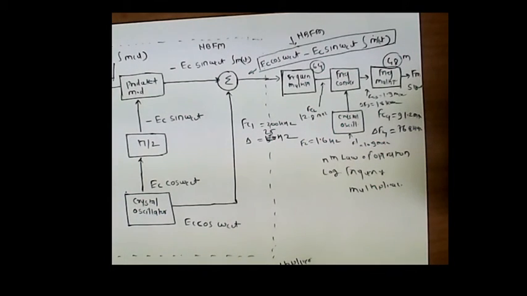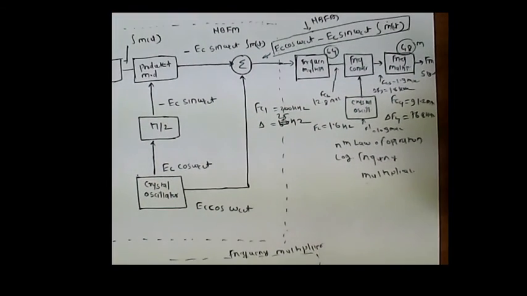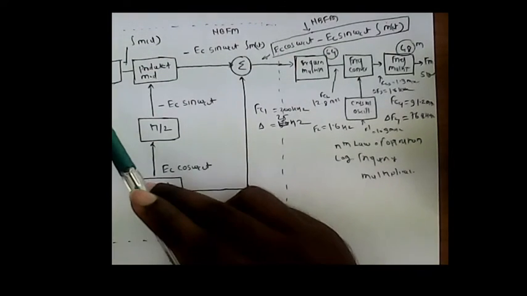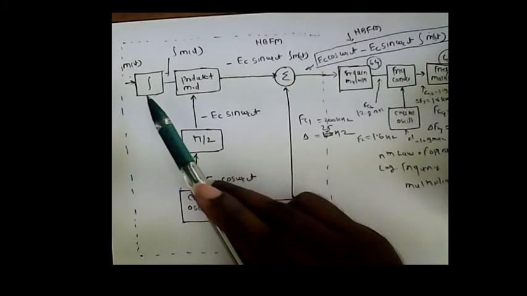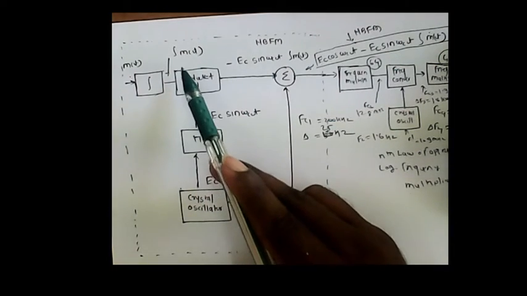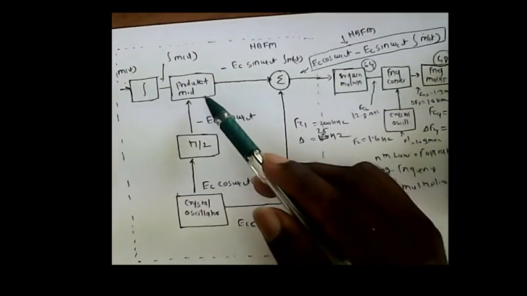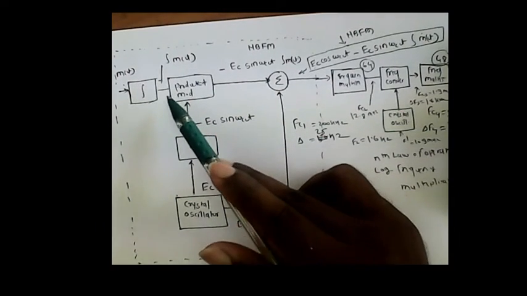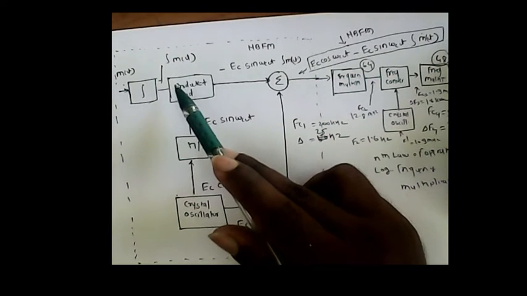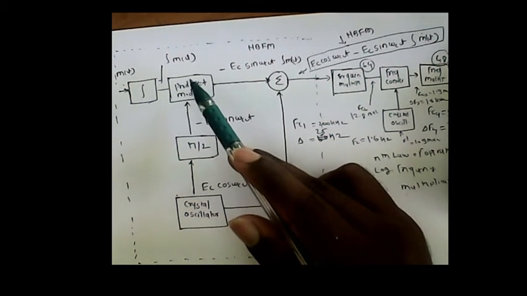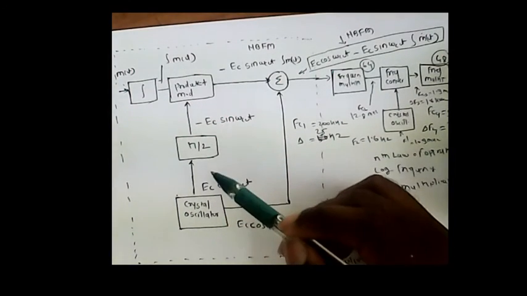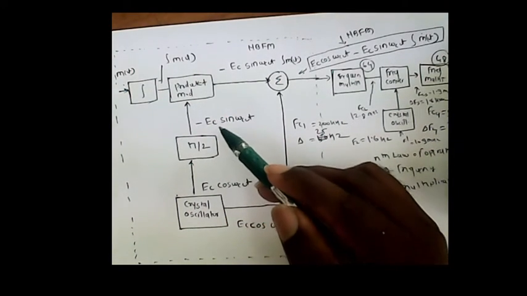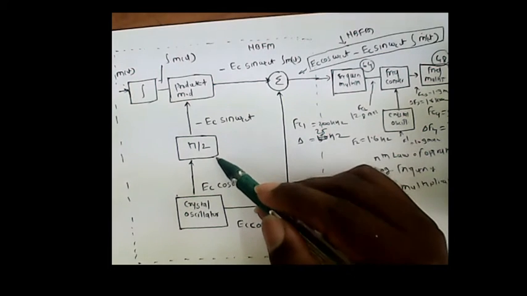Here the m of t signal, which is the modulating signal, is applied to the integrator. The output of the integrator is the integral of the modulating signal, and the product modulator has two inputs: one is the integrated signal of the modulating signal m of t, and the second is the carrier signal, which is phase shifted by pi by 2.